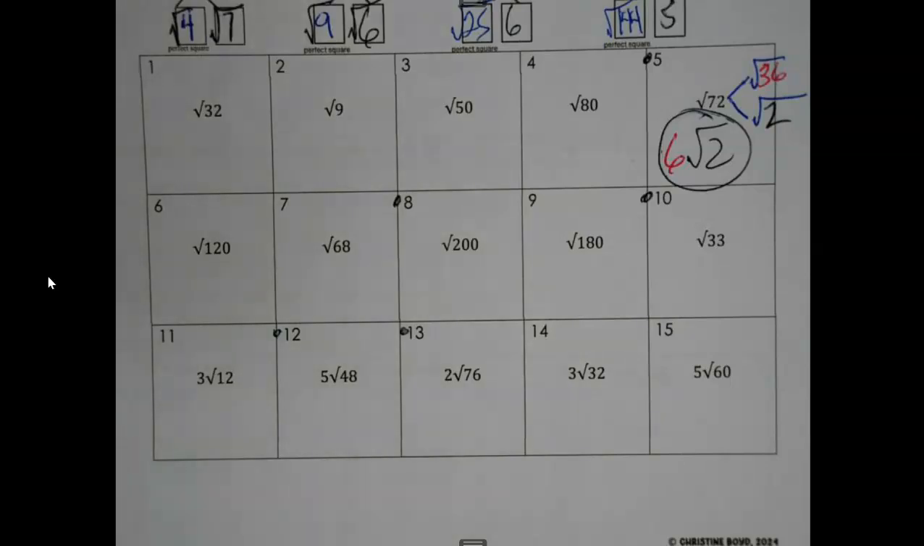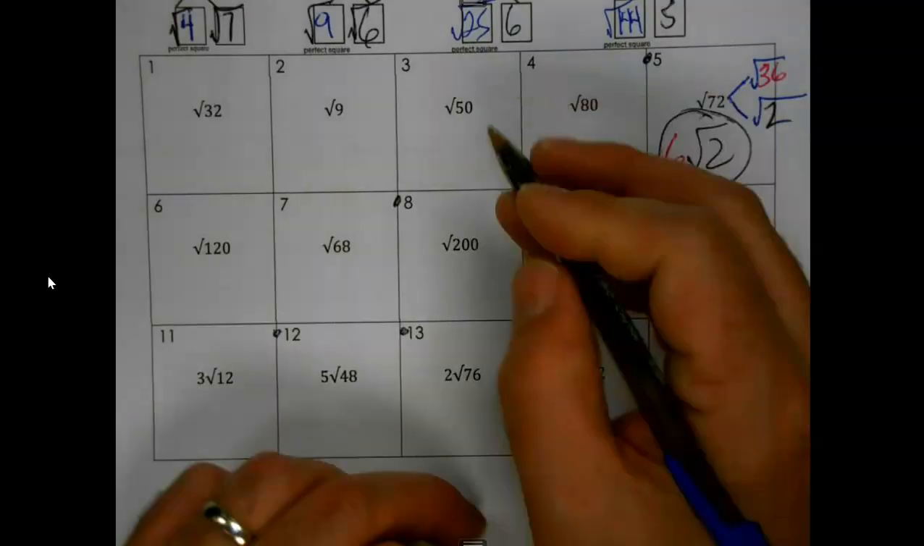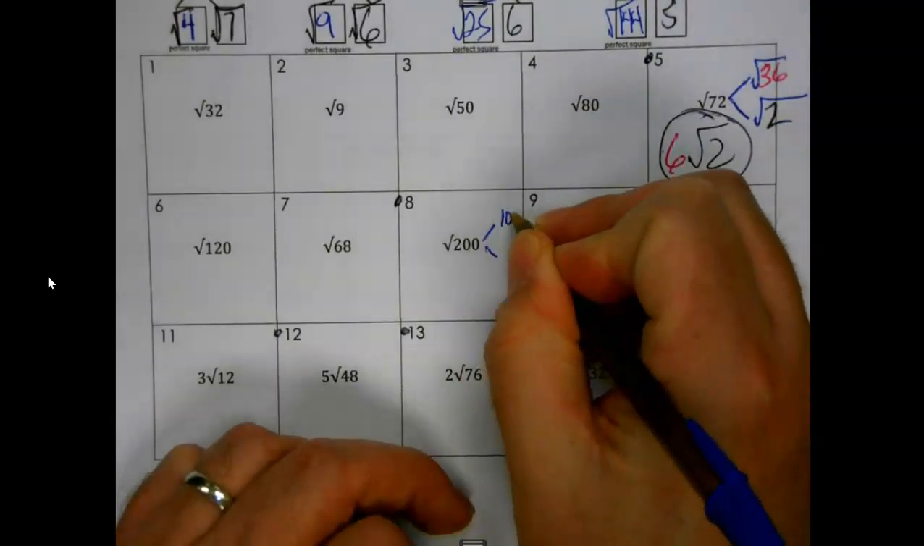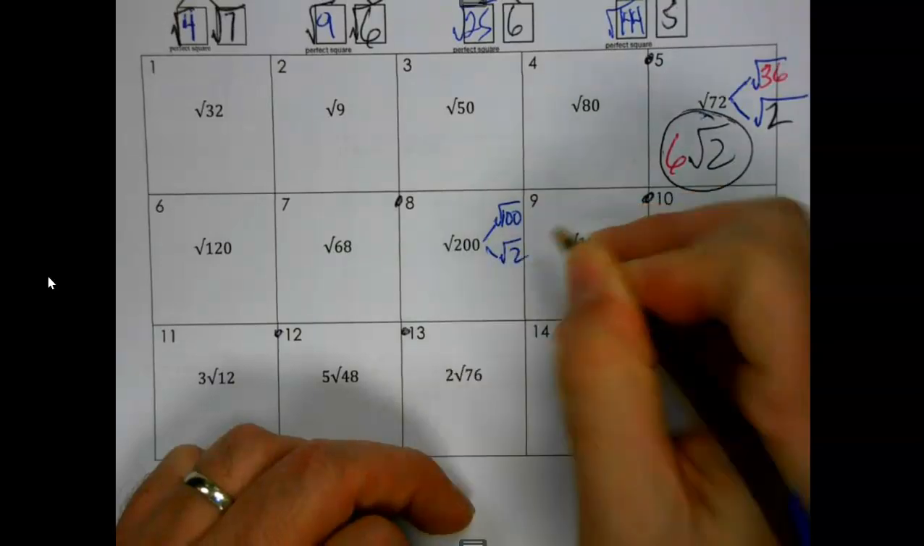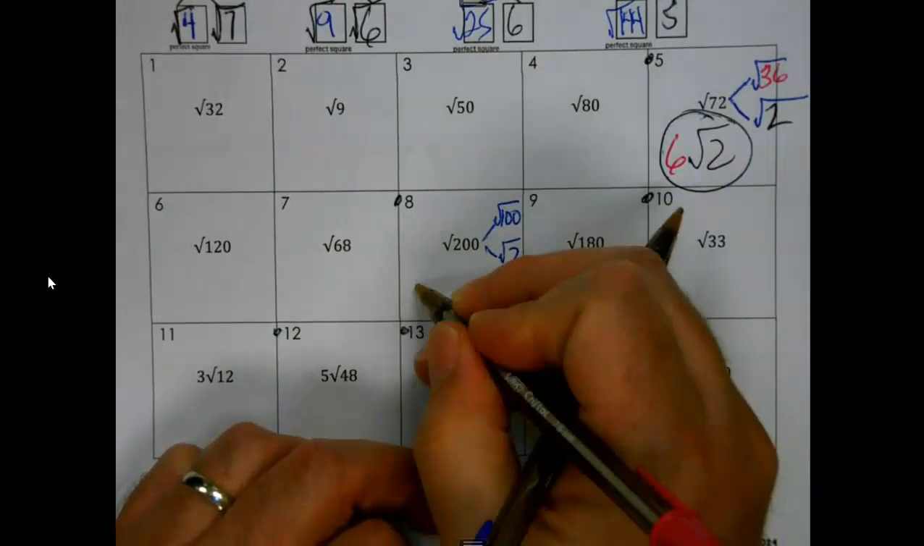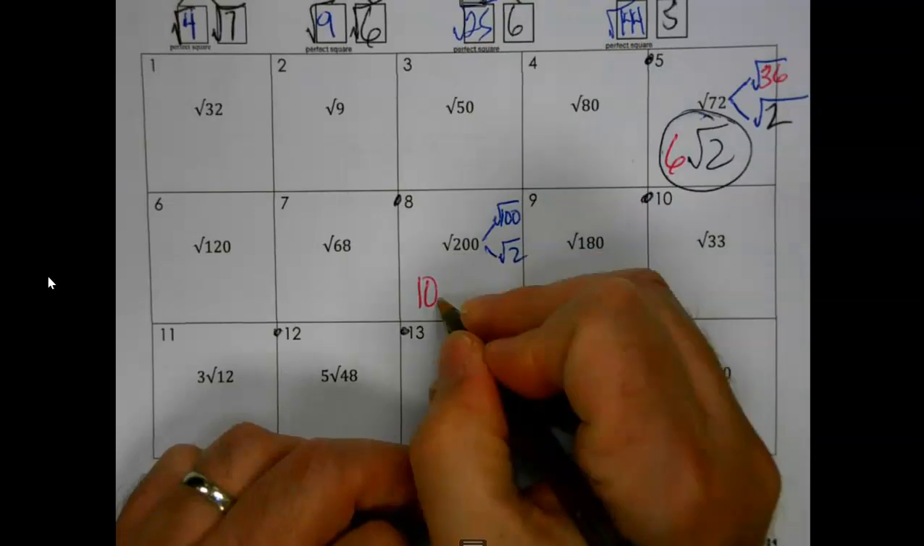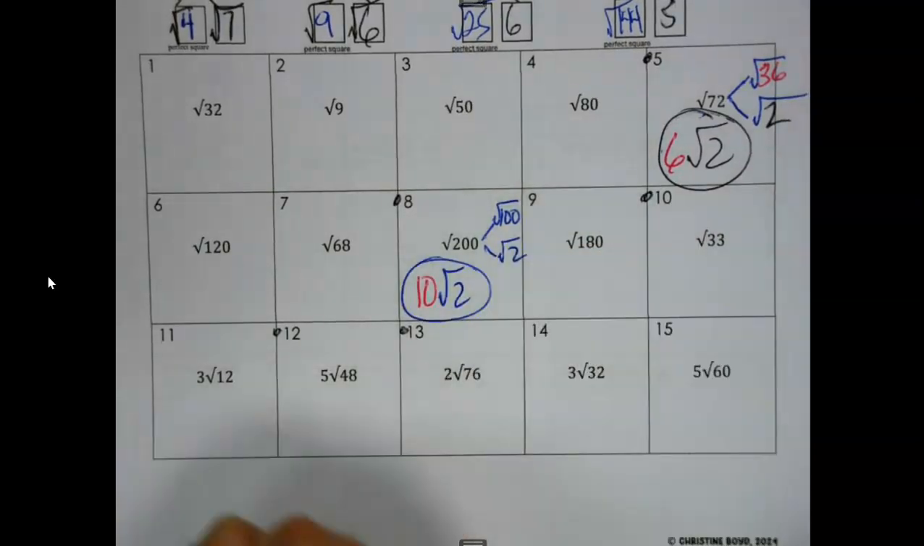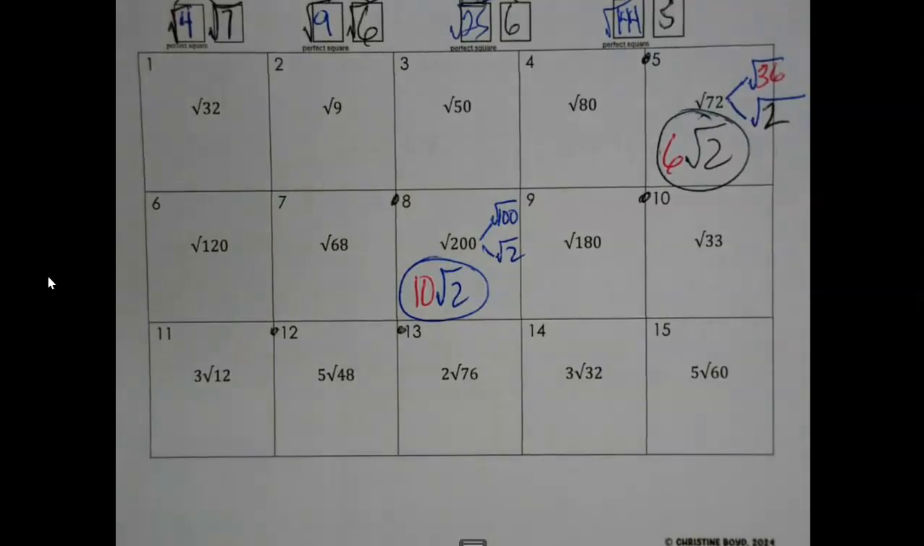Ooh, 200. 102. Well, that was fast. That one was fast. 102. Square root of 100 is 10. Square root of 2, nice. What about 10?